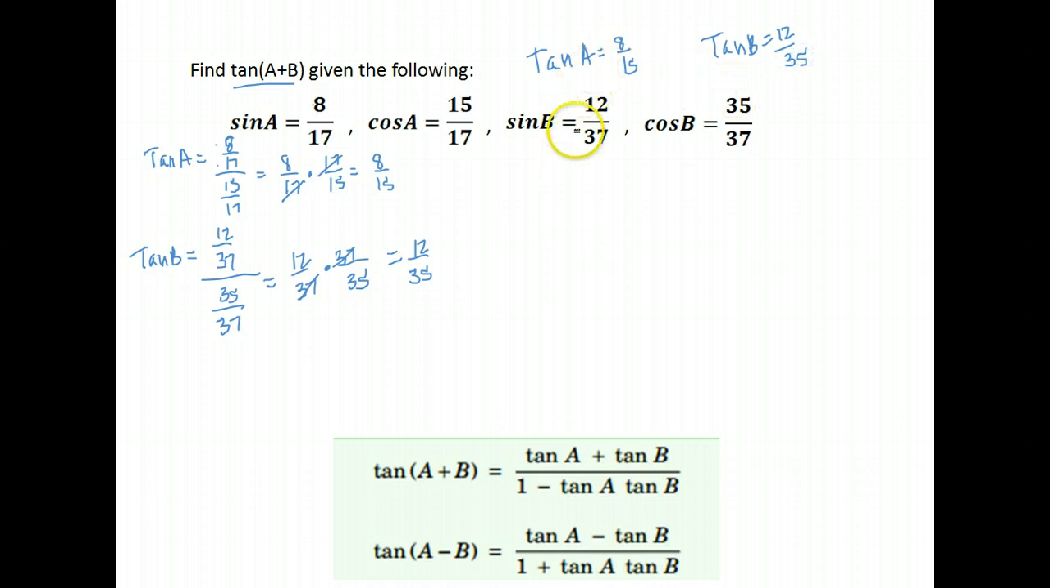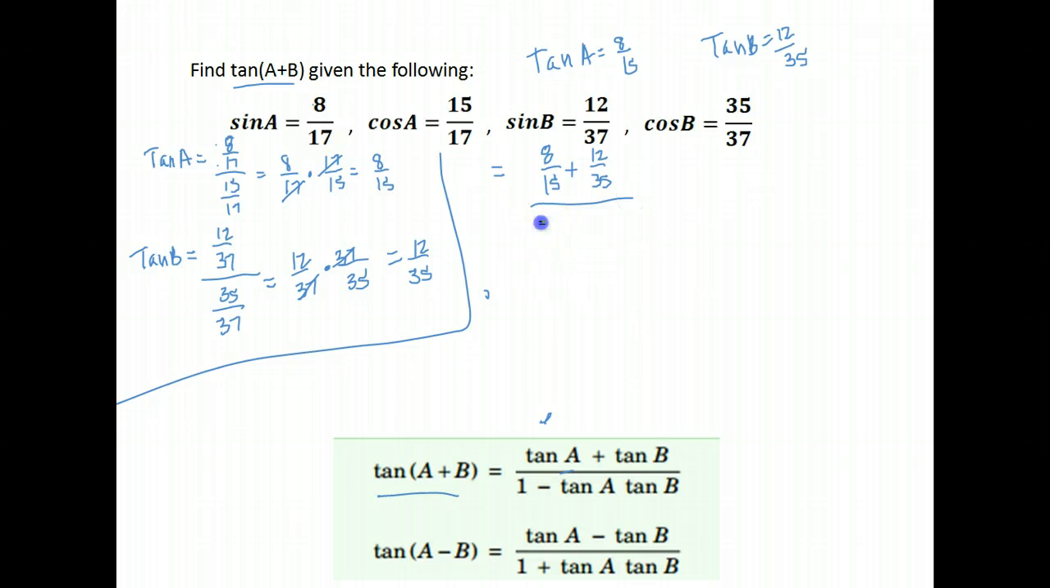Now that we have tangent A and tangent B, we can use our identity for tangent A plus B to find our answer. Tangent A plus B is equal to tangent of A, which we found to be 8/15, plus tangent B, which we found to be 12/35, all over 1 minus, important you get the right sign there, tangent A times tangent B, so 8/15 times 12/35. We want to simplify here.